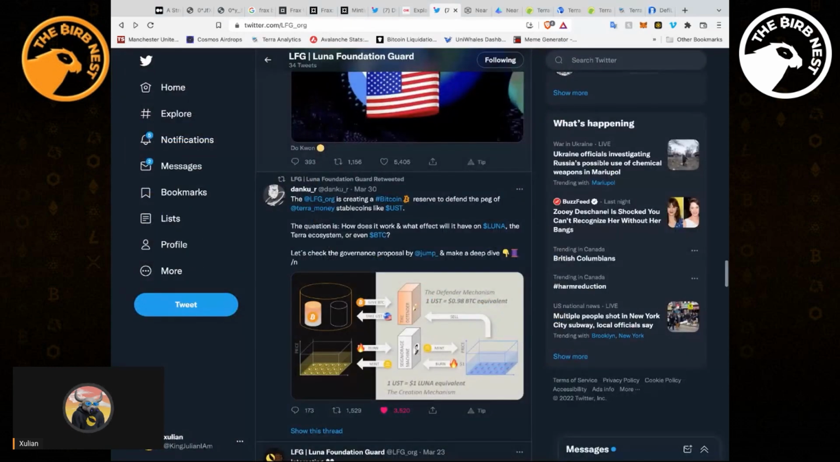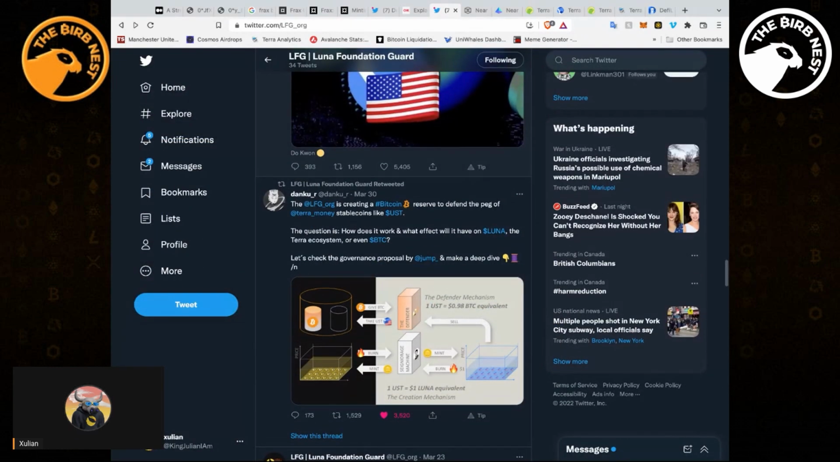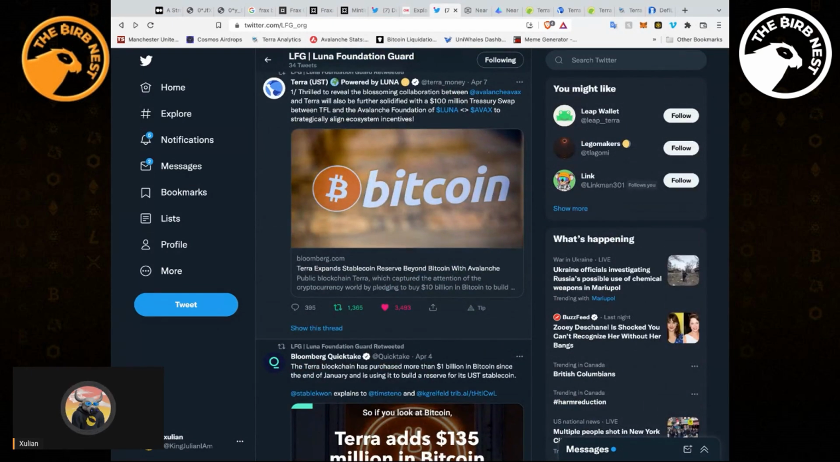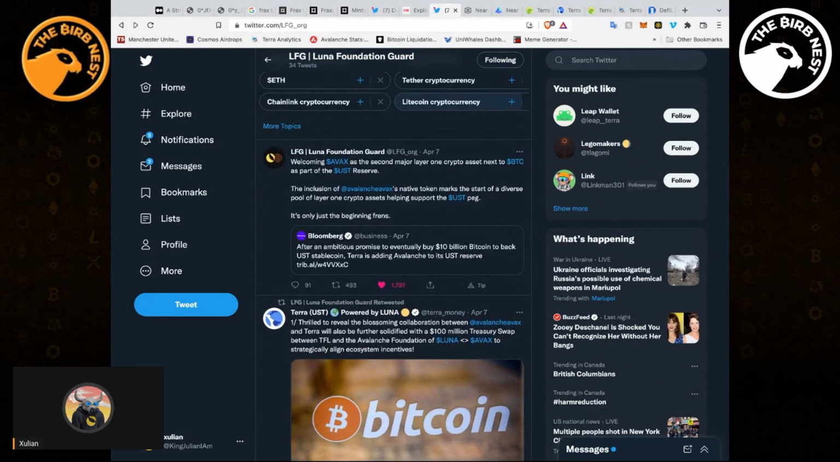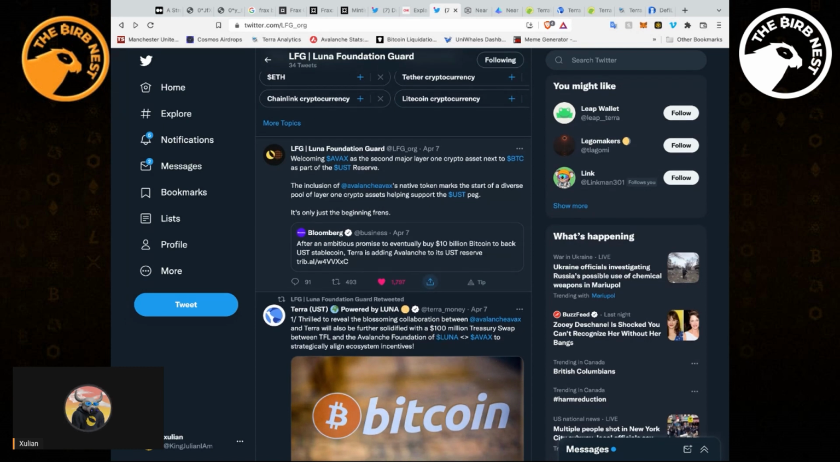Now, this has actually changed. The idea has always been to have a Forex reserve. What they call a Forex reserve is actually a reserve of different crypto that can help back UST. So recently, Avalanche is the second major layer one crypto asset next to Bitcoin to be part of the UST reserve. So Luna and Avalanche have partnered for Terra, and Avalanche will be part of the reserve to be able to be exchanged in events of Black Swan.